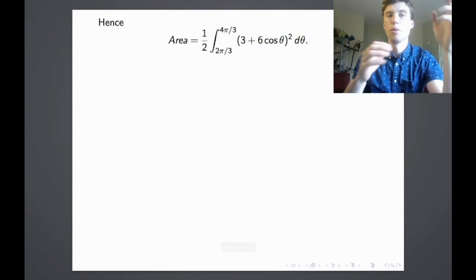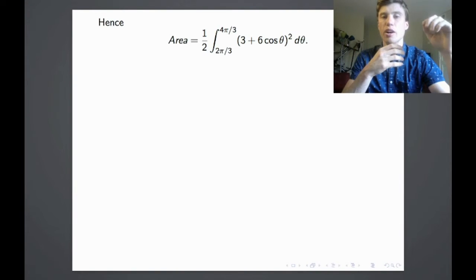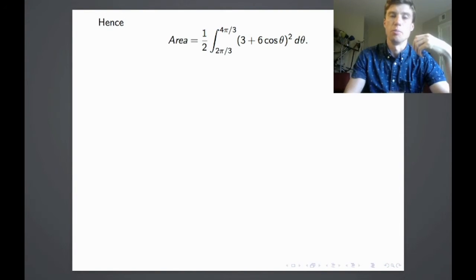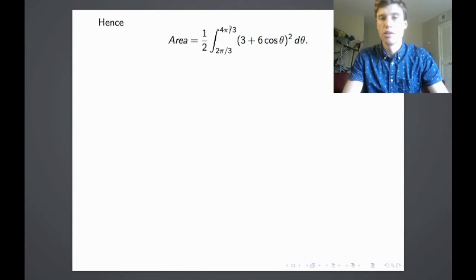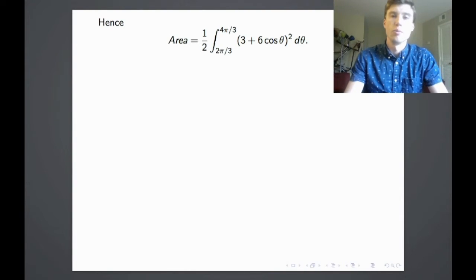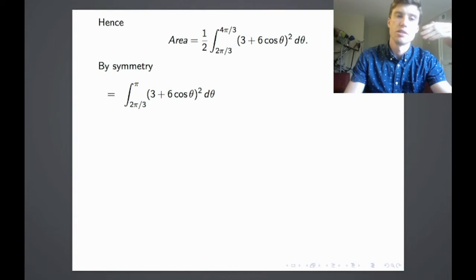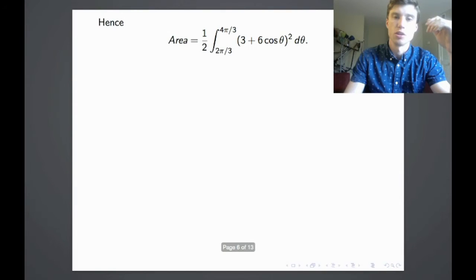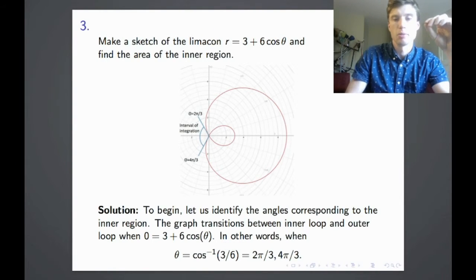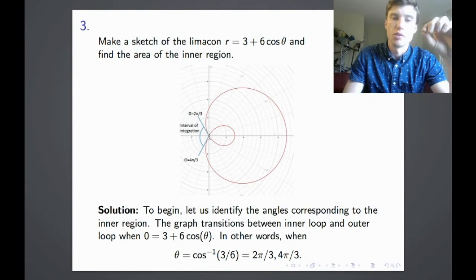Now the general formula for finding the area of a polar curve is 1/2 the integral over the bounds of the function squared. Now we will perform this integral, but by symmetry we can reduce this to the integral from 2 pi over 3 to pi. So let's go back to this picture. We're finding the area of the lower half of this inner loop and then multiplying it by 2.